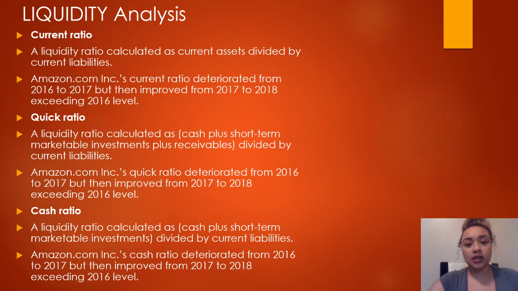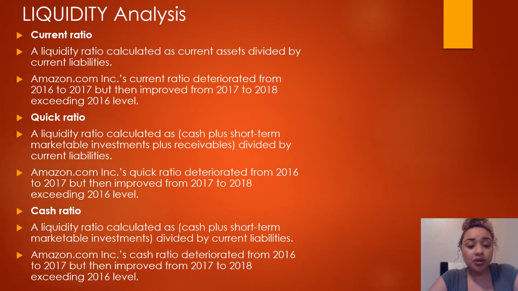Here we have the liquidity analysis. The current ratio, a liquidity ratio, is calculated as current assets divided by current liabilities. Amazon.com Incorporation's current ratio deteriorated from 2016 to 2017, but then started to improve from 2017 to 2018, exceeding 2016's level. On the quick ratio, the liquidity is calculated as cash plus short-term marketable investments plus receivables divided by the current liabilities. Amazon.com's quick ratio deteriorated from 2016 and then exceeded the 2016 level.